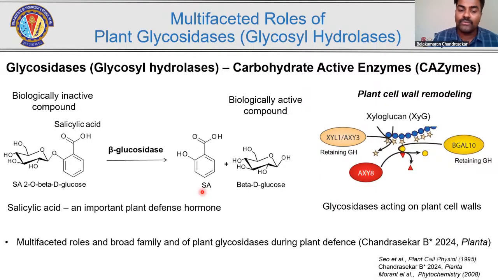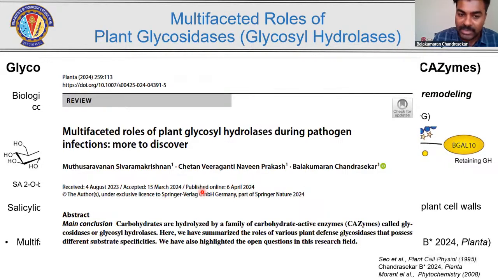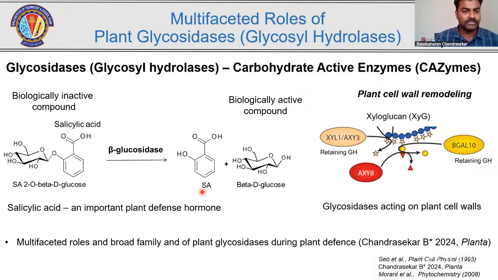Recently we have also reviewed the different roles of glycosidases and published this review. I would encourage those watching this video to read this publication, where we have put together the important multifaceted roles of plant glycosyl hydrolases, especially in the context of plant-pathogen interactions, and also covering a little bit of plant cell wall remodeling. So the basic message is that carbohydrates are present, and they are acted upon by a very important class of enzymes called glycosidases, which play important roles.